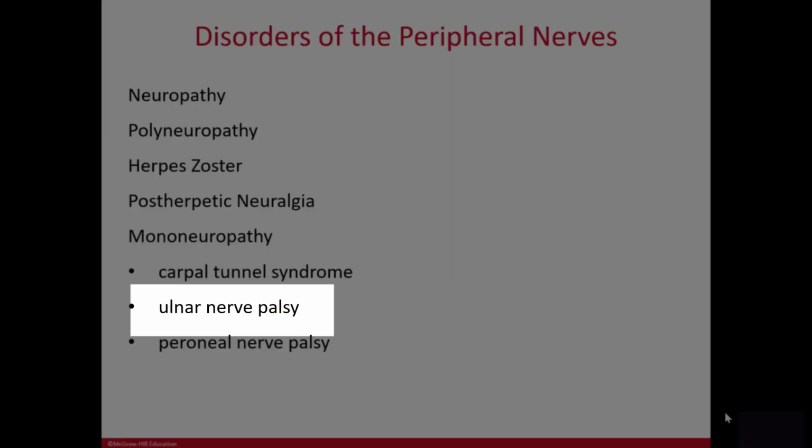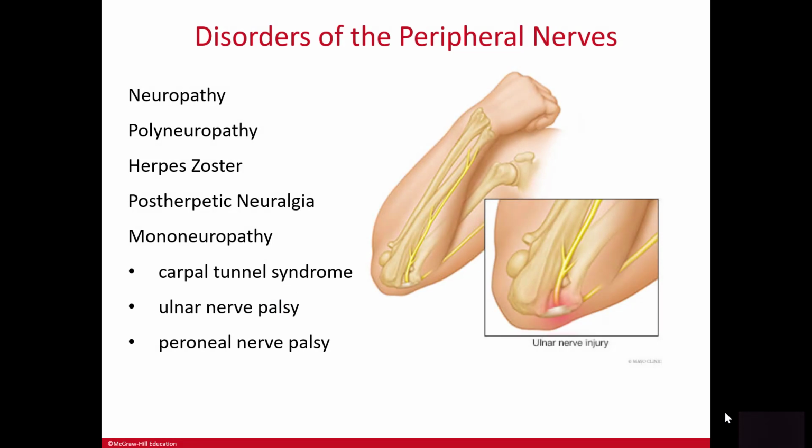Ulnar nerve palsy occurs when the ulnar nerve is damaged, and this is the nerve that's responsible for pain when you hit your funny bone. This can also cause paresthesias, or the pins and needles sensation, and hand weakness.